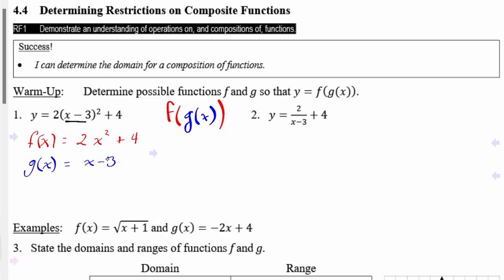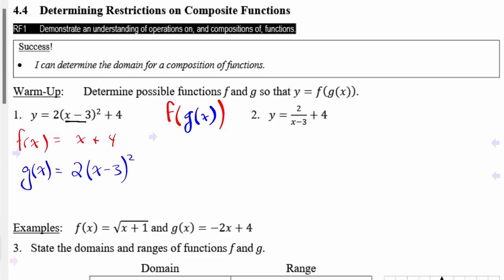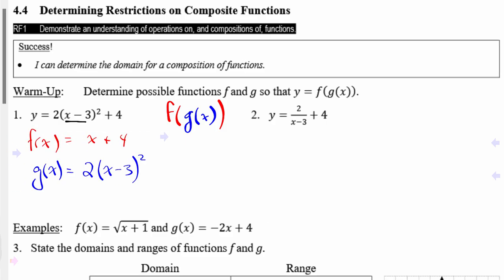Here's one other possibility where instead we could say, what if f of x is just x plus 4? And then when we do the substitution, this x gets replaced with all of this, 2 times x minus 3 in brackets all squared. That also would work. And this may open up your imagination to all sorts of possibilities that could arise, creating a composition of functions.